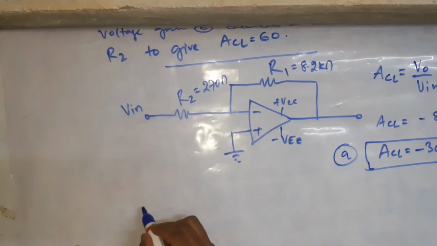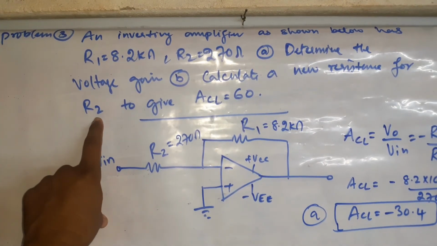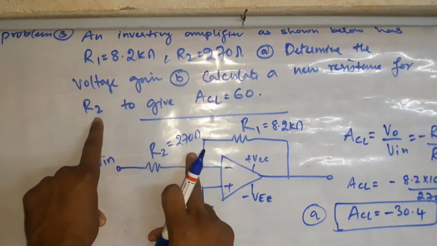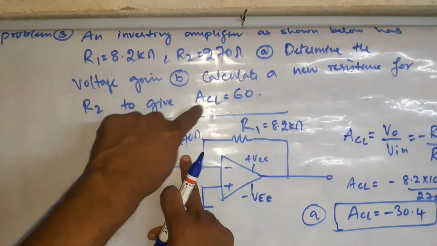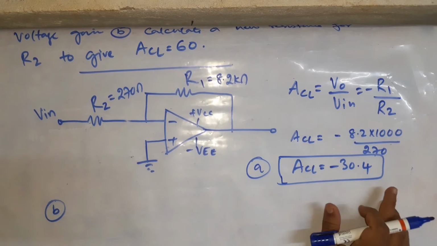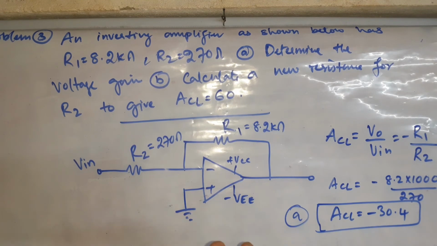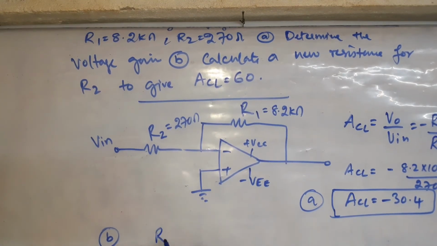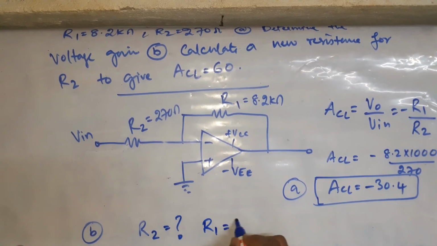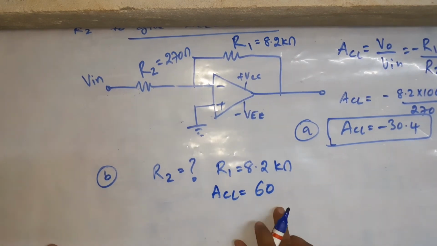Case 1 is achieved. Now let us see case 2. Calculate new resistance for R2. Okay, 270 is present. A new R2 is to be calculated such that it gives a gain of 60. Presently how much gain do we have? Minus 30.4, right? But he is telling that you should get a gain of 60. What should be the R2? He is asking you to get a new R2. R1 will remain the same, 8.2 kilo ohm, and gain is equal to 60 now. You have to get R2.